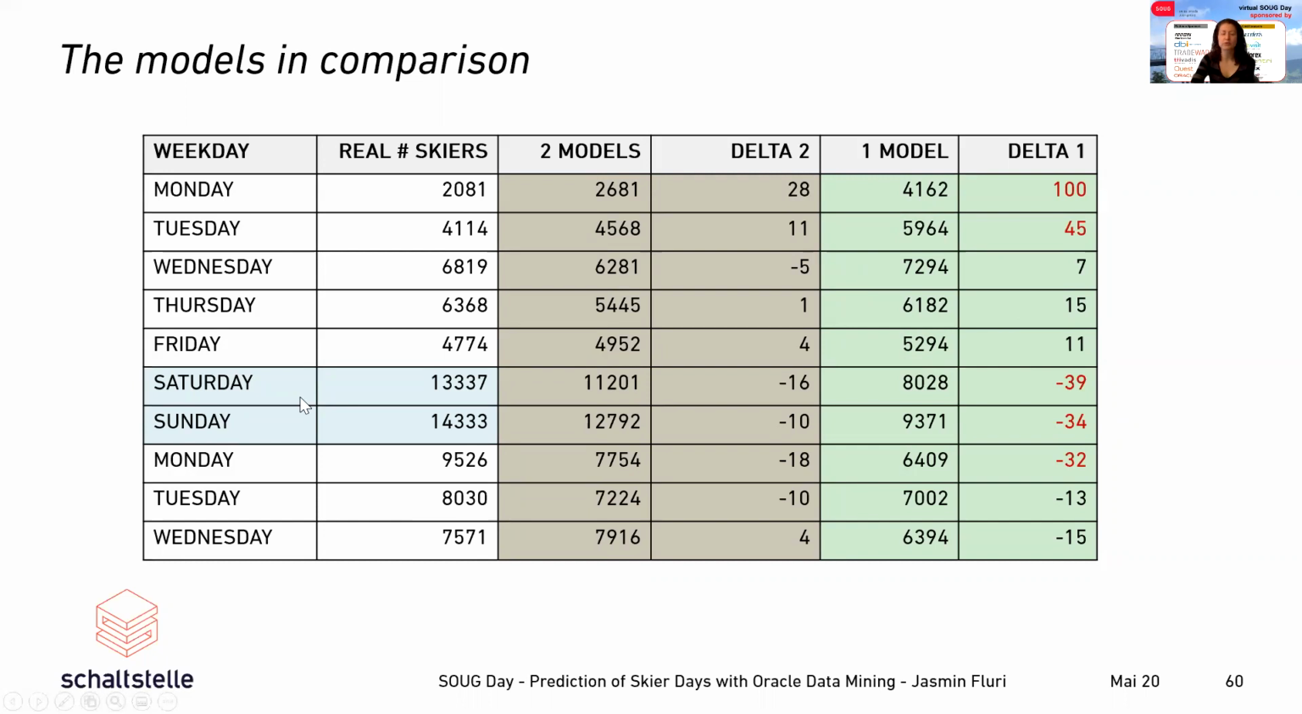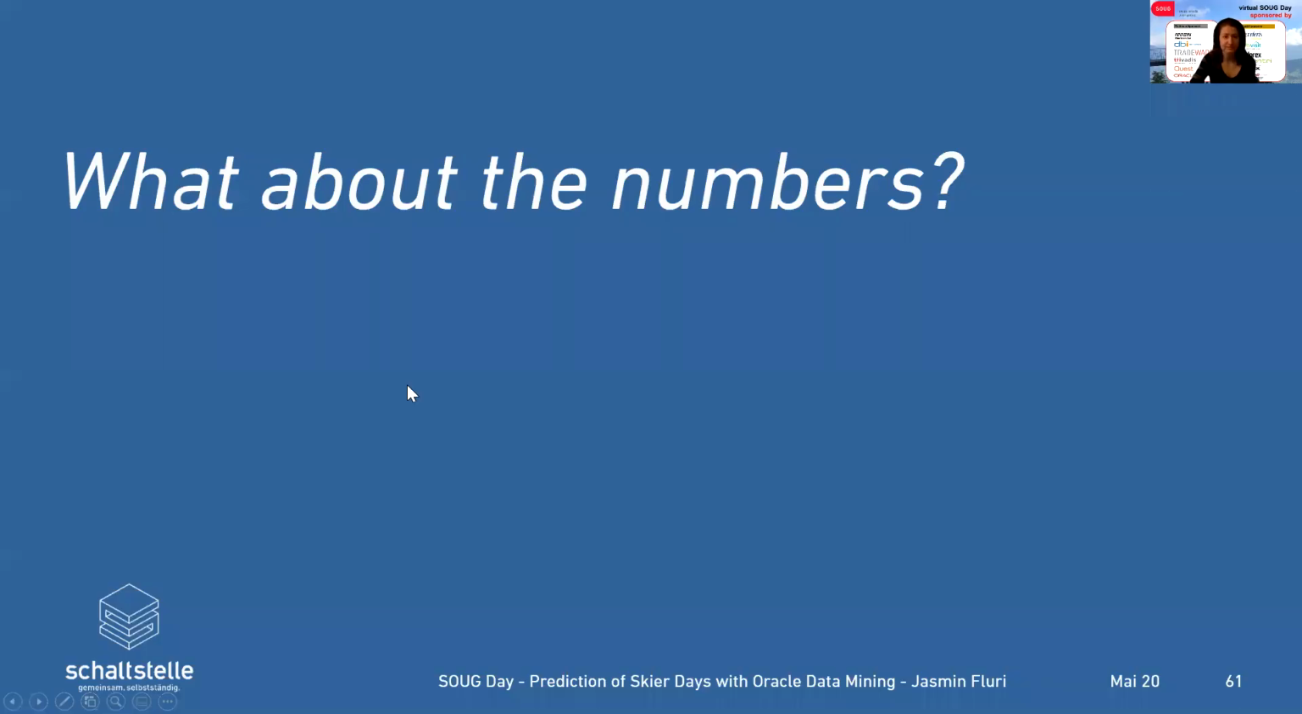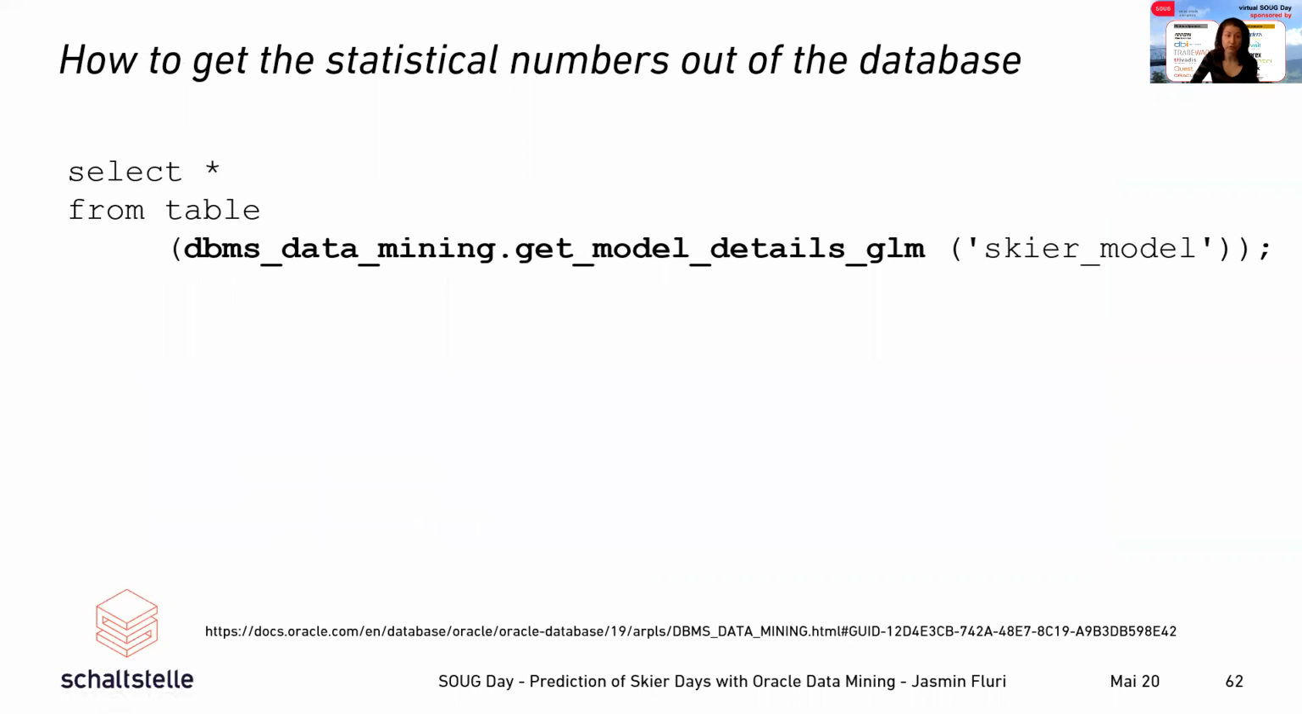Now, what about all the other statistical numbers of our model? Of course, you can calculate everything by yourself, but isn't there another way to do that? And of course there is. With the CAD Model Details GLM, we derived the model information from our skier model. This function is specific for generalized linear models, but there are plenty of other functions for the other algorithms.